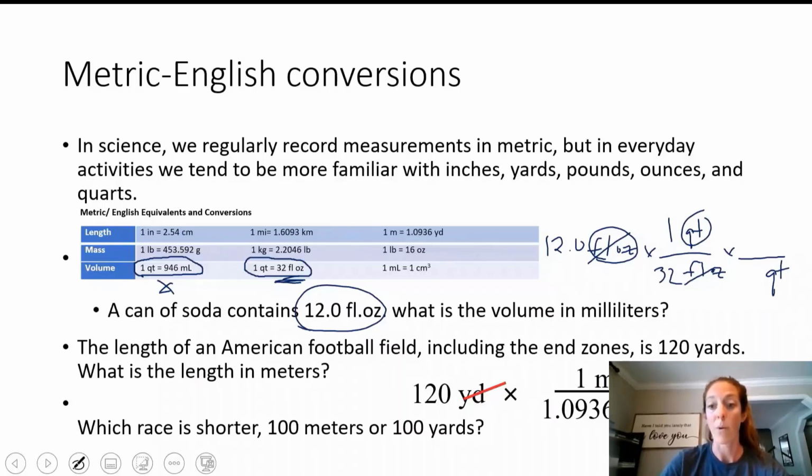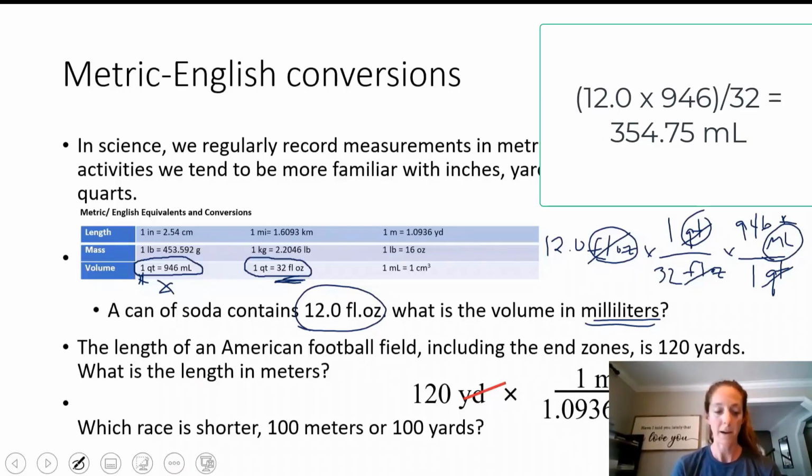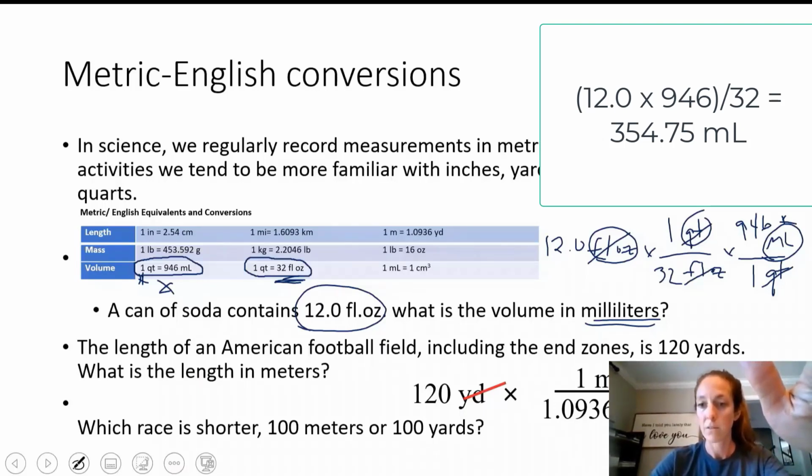And what do I want? I want milliliters. So remember, it's what you want over what you got. So I'm going to look at this and say, well, my 1 quart is 946 milliliters. So that gets rid of my quarts. I'll end up with mLs. Now we just need to multiply and do 12 times 946 divided by 32 to get 354.75 milliliters.